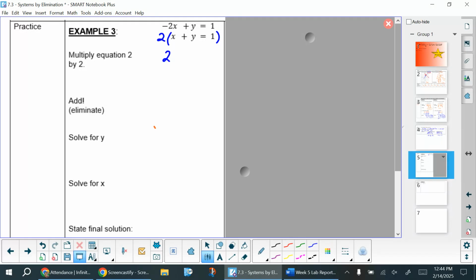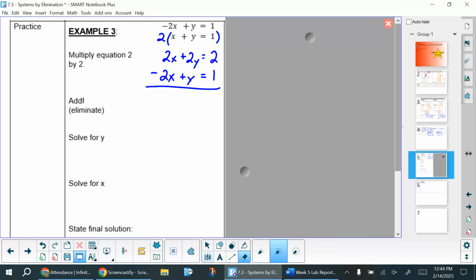2 times x is 2x, 2 times y is 2y, 2 times 1 is 2. And I always like to go ahead and just copy that other equation down so I have them right next to each other. Some people don't do that, but I like to. Then we will add them together, which is our elimination step. And because we multiplied the second equation by 2, I've created that 0 pair. 2x and negative 2x makes 0.